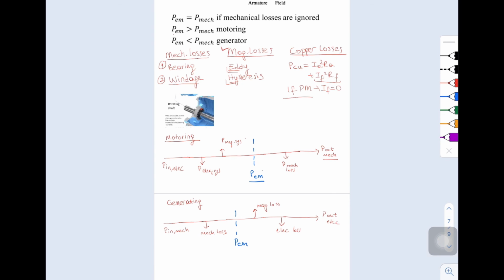So as we can see here, electromagnetic power is higher than mechanical power in the motoring mode, and electromagnetic power is less than the mechanical input power in the generating mode. And these were all my answers.